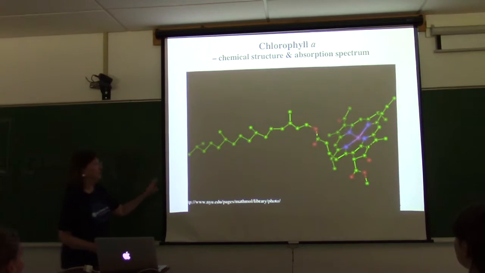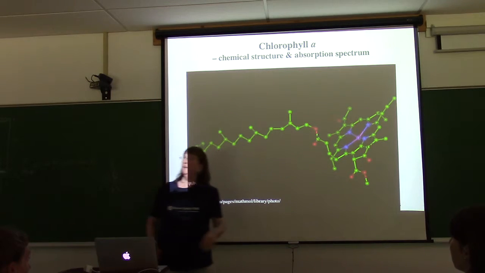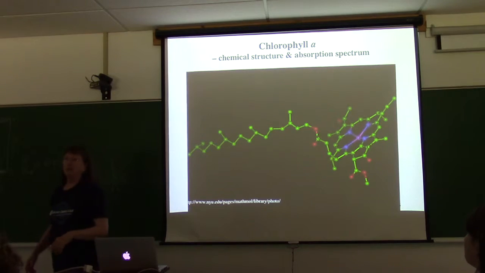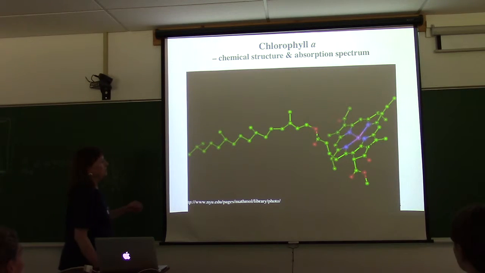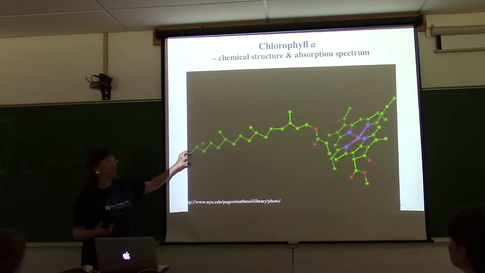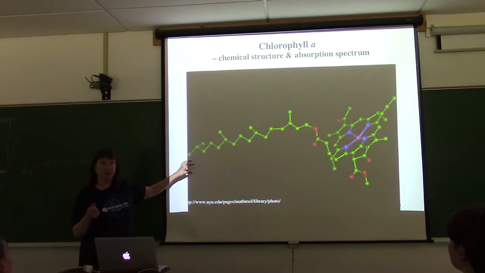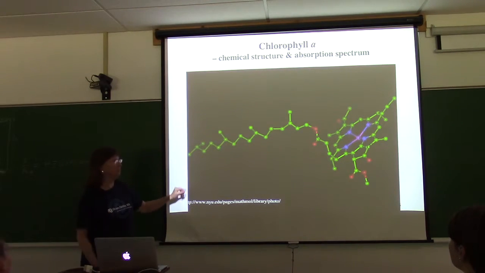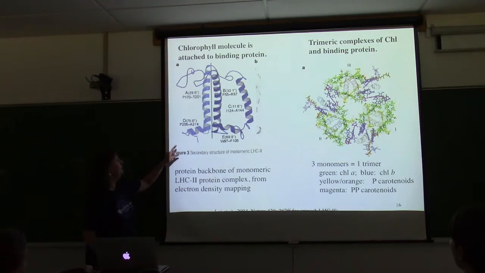Here's chlorophyll. Here's the phytol tail. Here's the porphyrin ring. It has a molecular weight of something around 946-ish. I may be off 20. But that's chlorophyll, and that's what in the lab on Friday you're going to extract, and you're going to put it into acetone, and you're going to measure it. But that's not what it's doing in the cell.